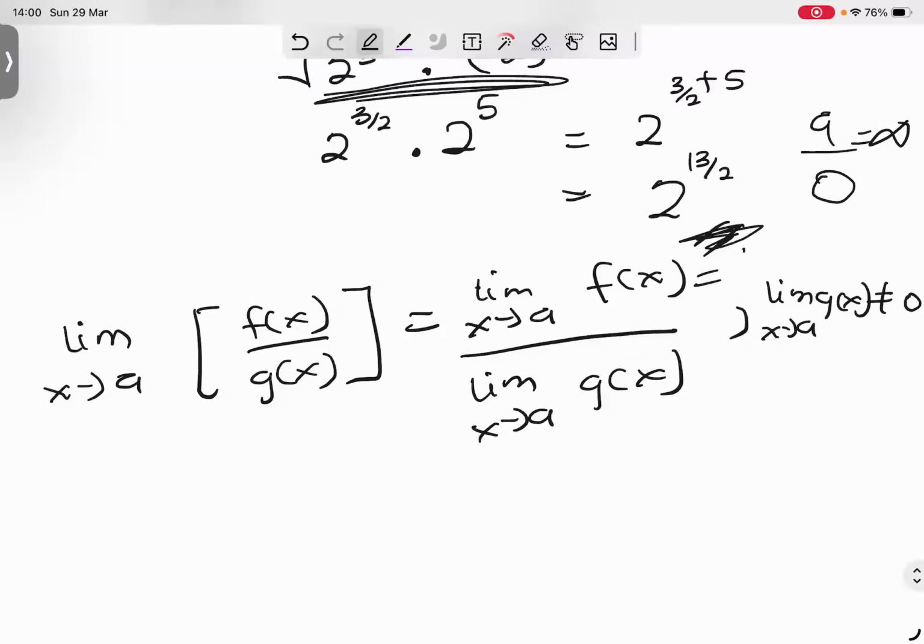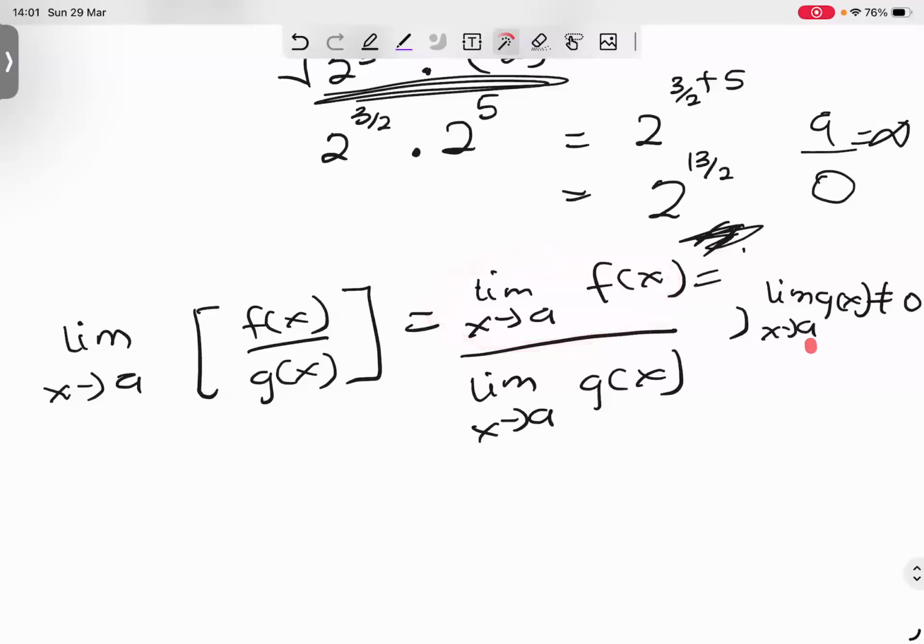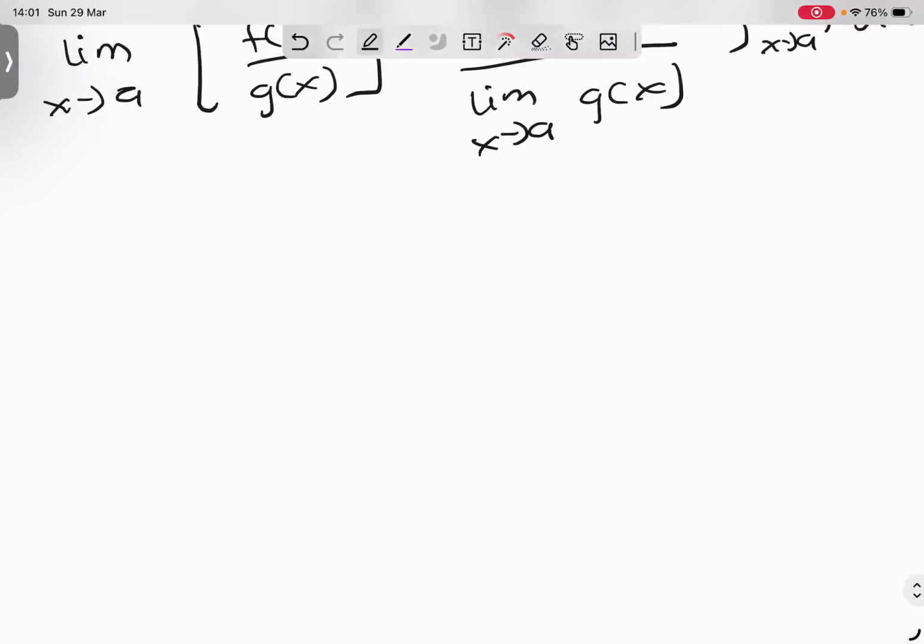So if you have the quotient of two functions, apply the limit at the top, apply the limit at the denominator. As soon as you see that the denominator goes to 0 but the numerator does not go to 0, then the limit does not exist. So let's look at some examples, and then cases where both numerator and denominator go to 0. In that case, what do we do then? All right, so examples of these.